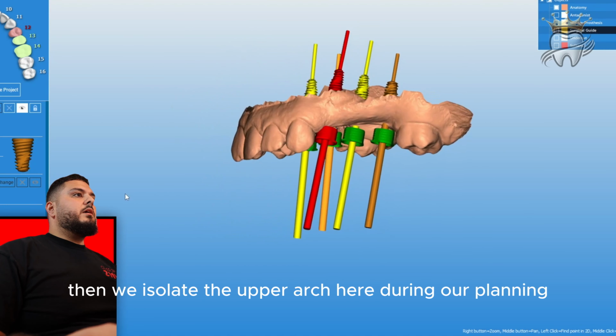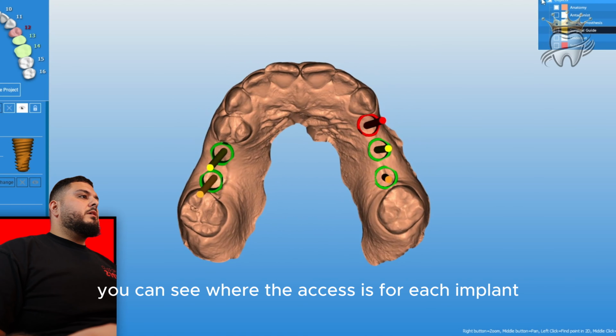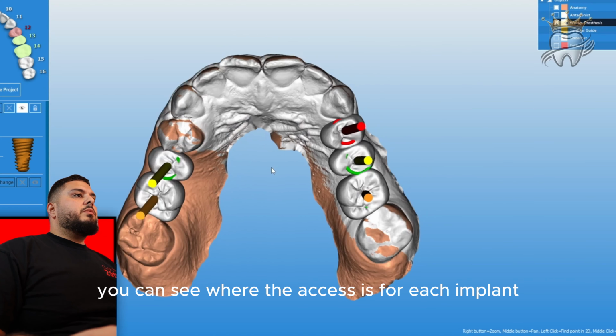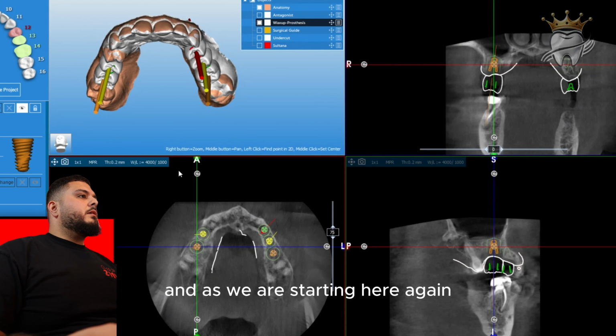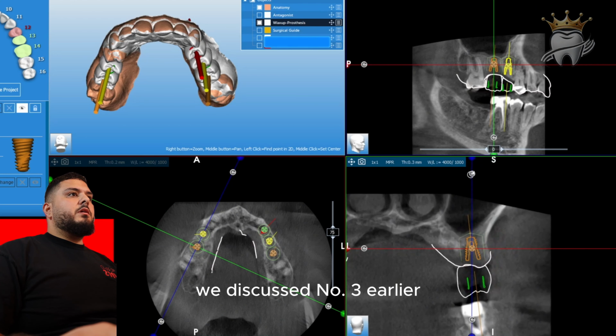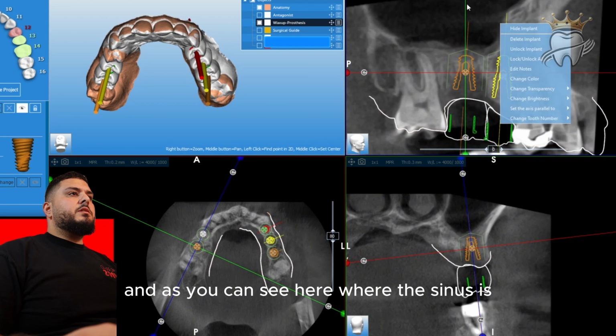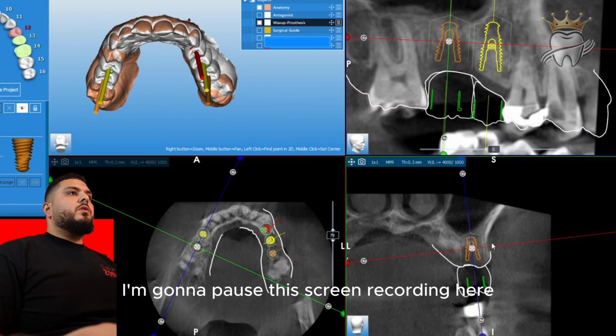As you can see here, we start with both arches. Then we isolate the upper arch during our planning, and then you can see where the access is for each implant. You can see what the potential crowns look like. And as we are starting here, again, we discussed number 3 earlier. And as you can see here, where the sinus is, I'm going to pause this screen recording here.